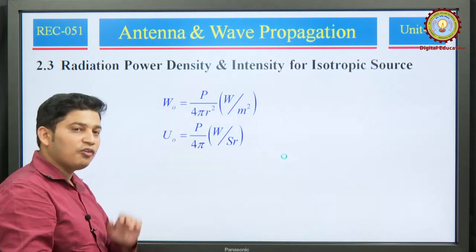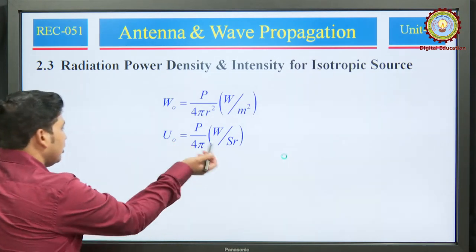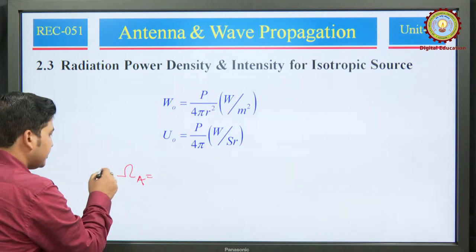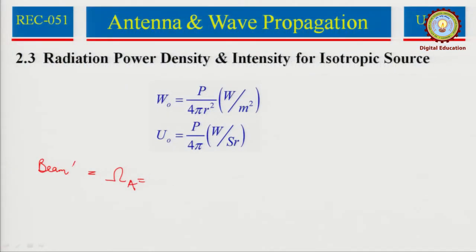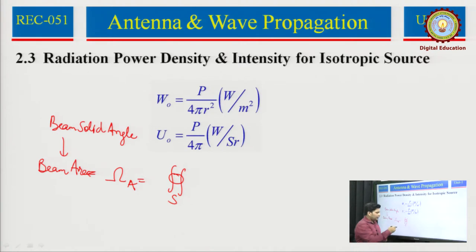What is happening? For an isotropic source, how is radiation density defined? There are two formulas, but how can we generate this? Let me give you the point of view. U is nothing but radiation intensity, or we can say the beam solid angle, represented by psi a, the beam area, or also known as the beam solid angle. Psi a is nothing but the integration over a closed sphere of P(theta, phi) into d omega, the solid angle. This is the formula.